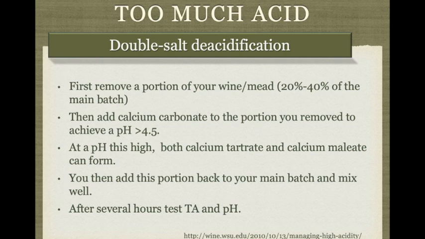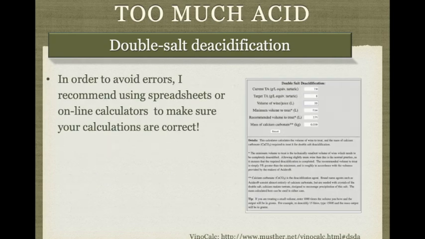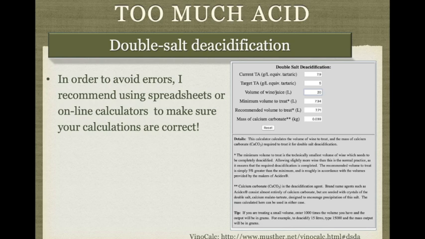And then you add that pre-treated portion with the calcium carbonate back to your main batch, and you mix well. After several hours, you test the titratable acidity and the pH. That's very important because you don't want to overshoot. Obviously, you do not want the pH to be too high, because that can cause problems. So in order to avoid errors with this method, I strongly encourage you to use a spreadsheet or an online calculator to make sure you calculate correctly.